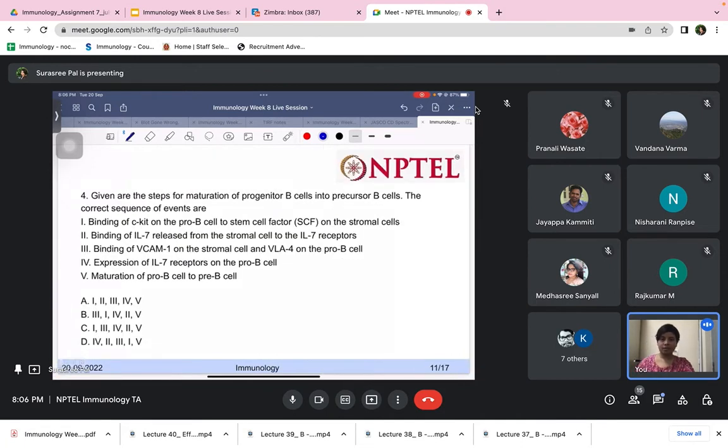This particular question is a little bit complex. Please go through it carefully. The steps for maturation of progenitor B cells to precursor B cells. What is the correct sequence of events?